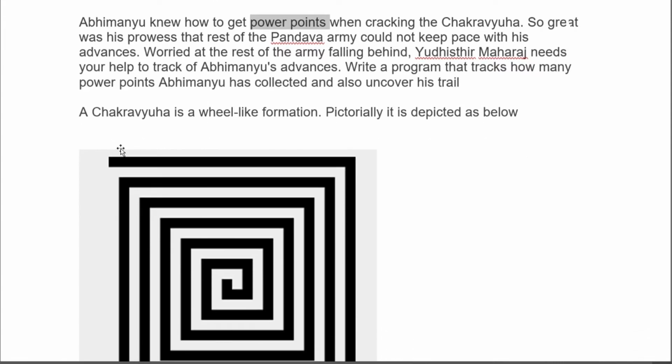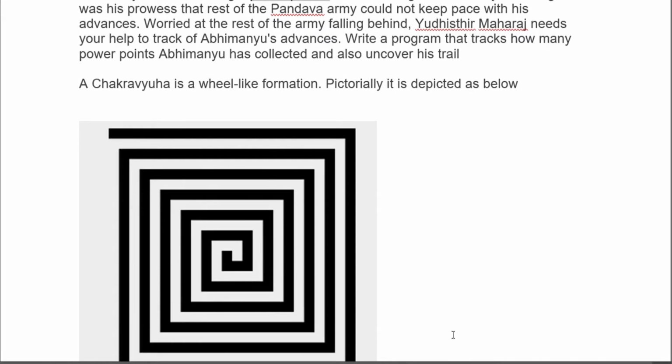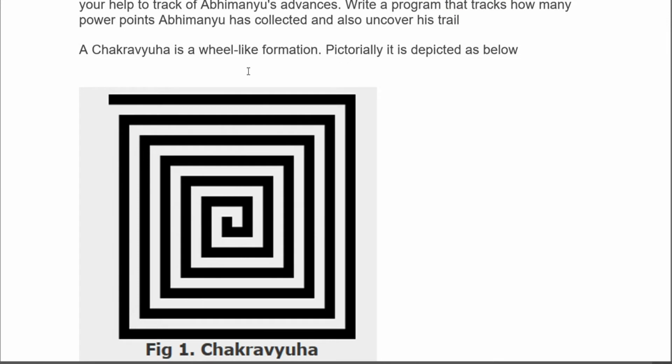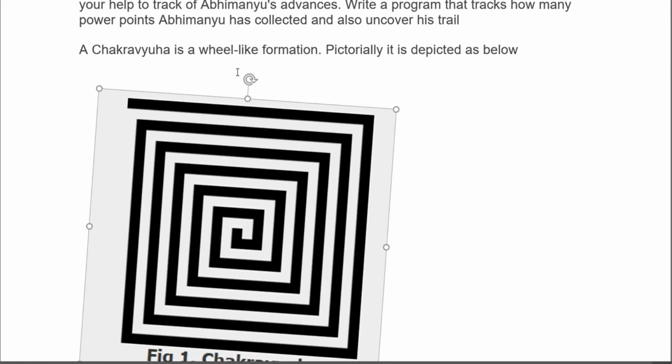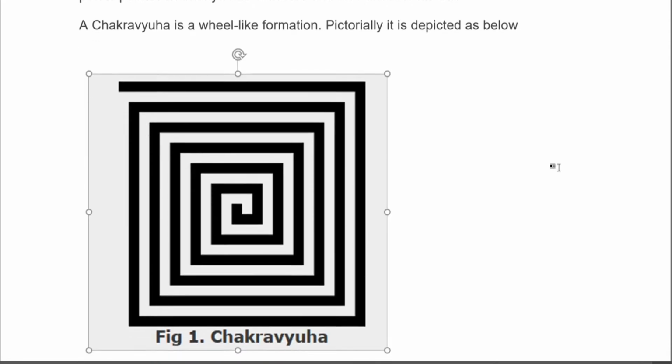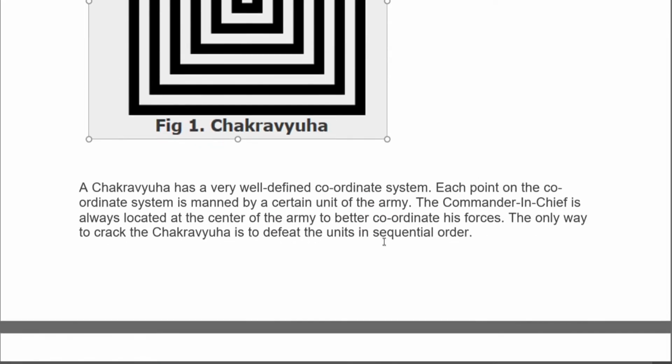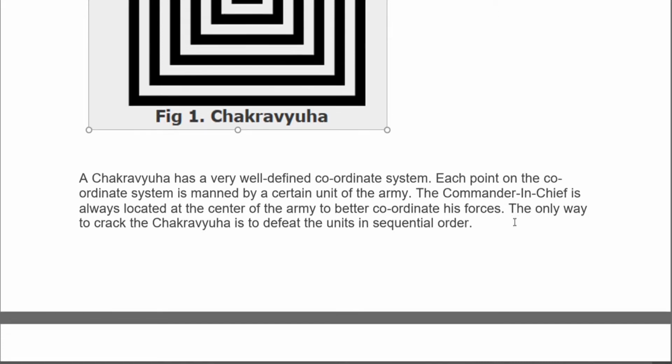So this is how a Chakravyuh looks. It is a wheel-like formation. This is its shape. It's sort of a maze, a circular maze. And just rotate it and you will get hypnotized. Right. A Chakravyuh has a well-defined coordinate system. Each point on the coordinate system is manned by a certain unit of army. The commander-in-chief is always located at the center of the army, to better coordinate its forces.